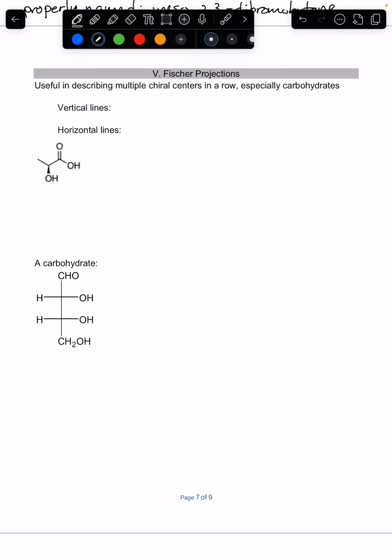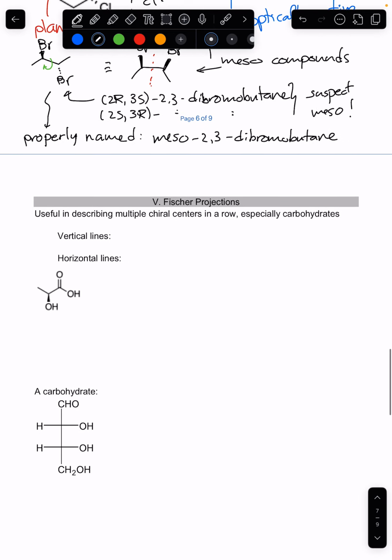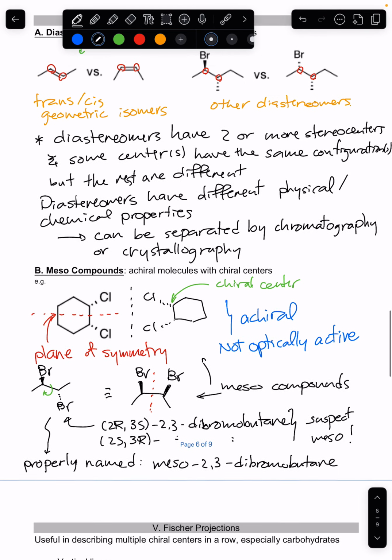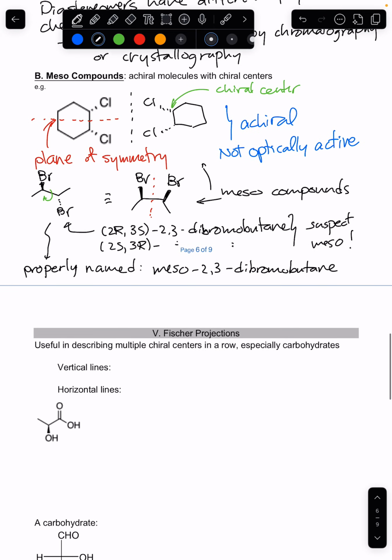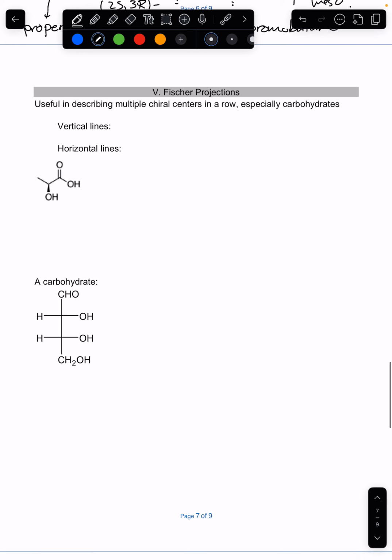another thing we could do with describing multiple chiral center situations, these guys notice they have multiple chiral centers, and that's why they can be diastereomers or meso compounds depending on the exact structure, right? When you have multiple chiral centers, it's sometimes useful to draw them as Fischer projections.